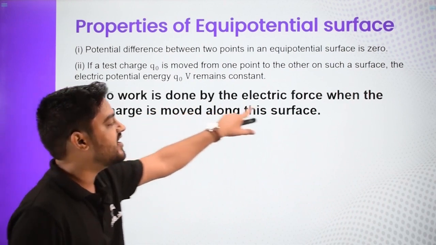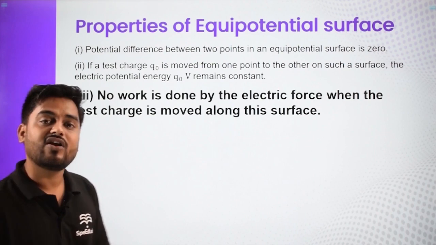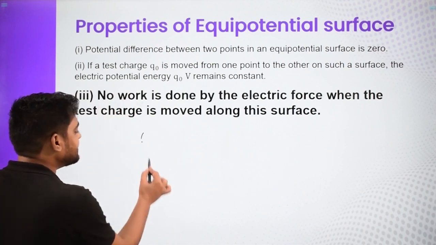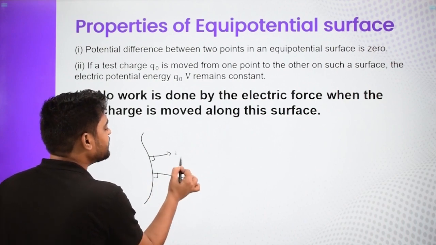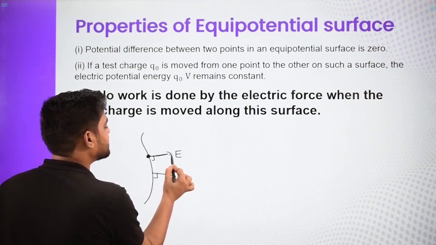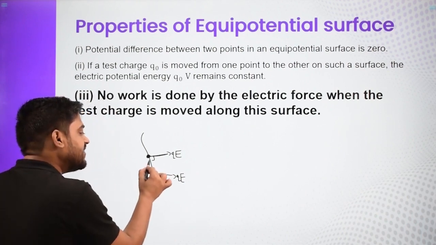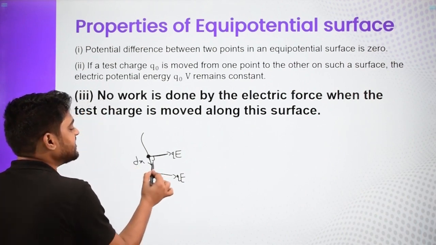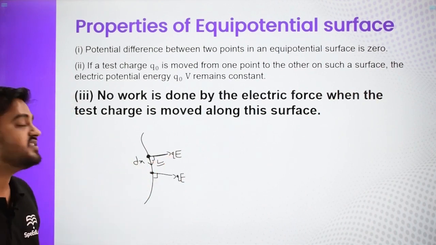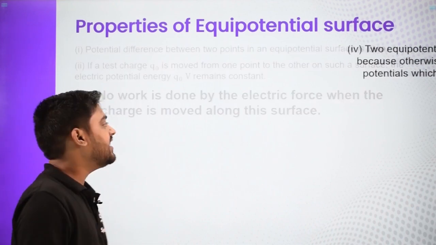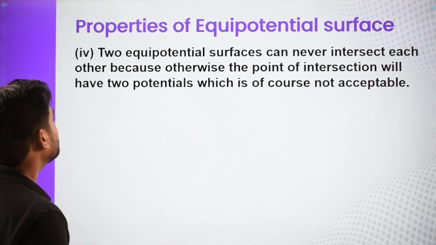Next, no work is done by the electric force when the test charge is moved along the equipotential surface. We had already discussed that the field is always perpendicular. So the electric force, QE, will also always be perpendicular to the equipotential surface. If we are moving along the equipotential surface, then the angle is 90 degrees between force and displacement, hence work done will be zero. Alternatively, work done is Q delta V, and delta V is zero. So work done is zero.